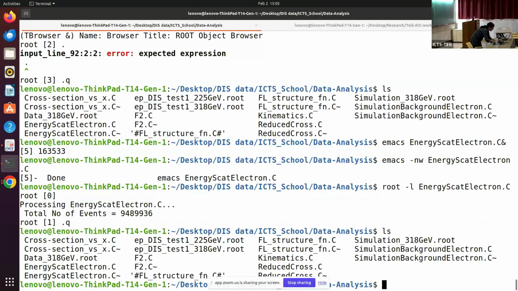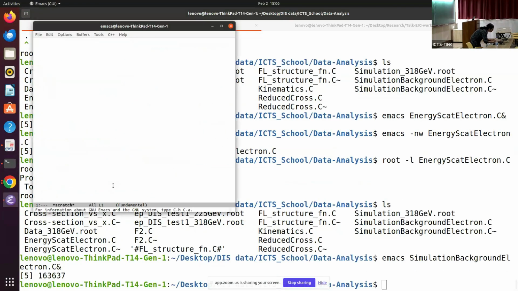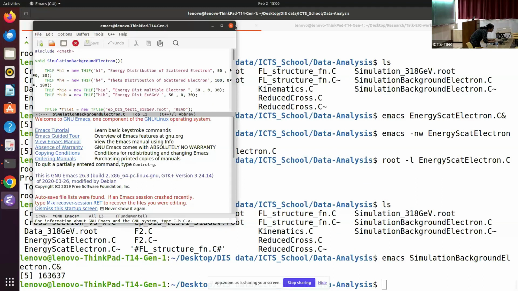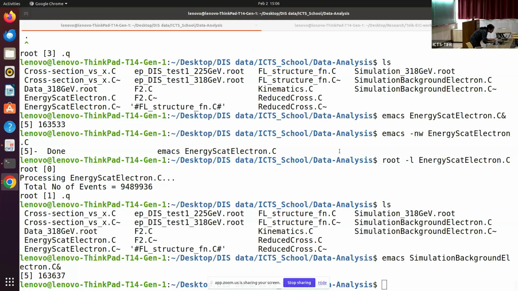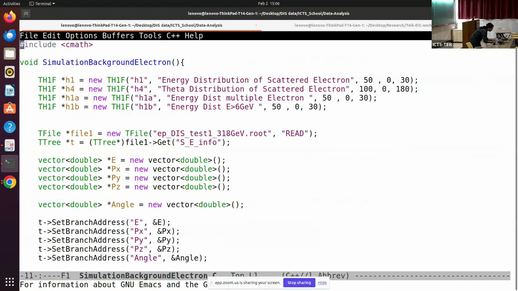Now I will go to another macro. This .C file is typically what we call a macro, okay? If you see in that same folder, there is one simulation background electron .C, okay? Before going into it, what is the source of that low-side peak-like structure in the energy spectra?